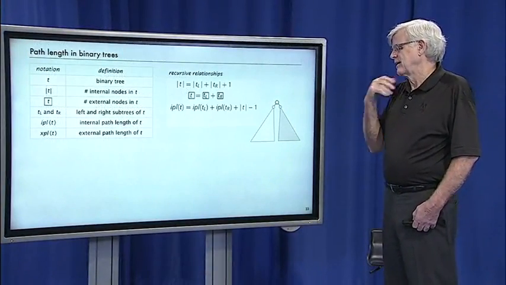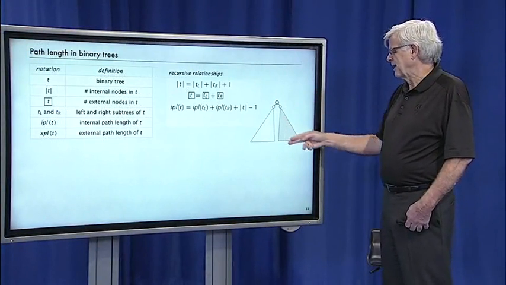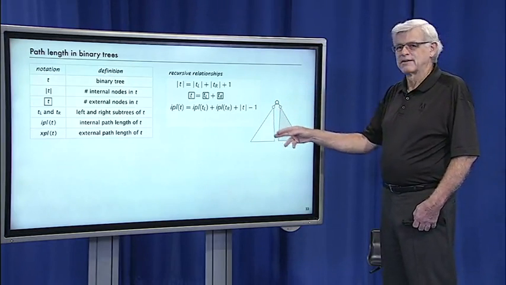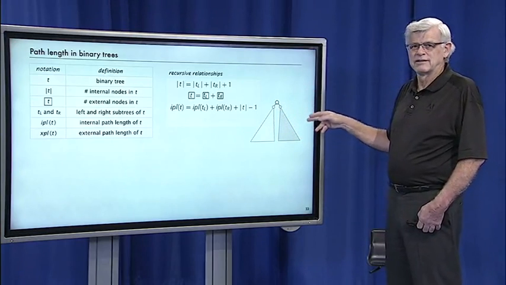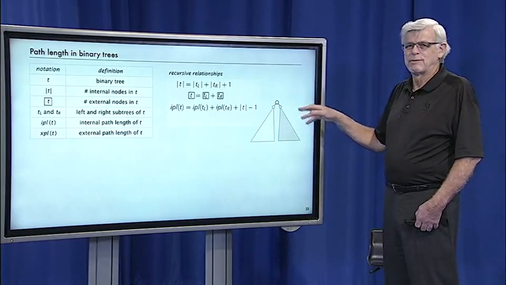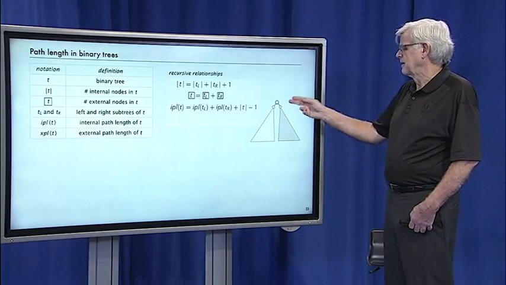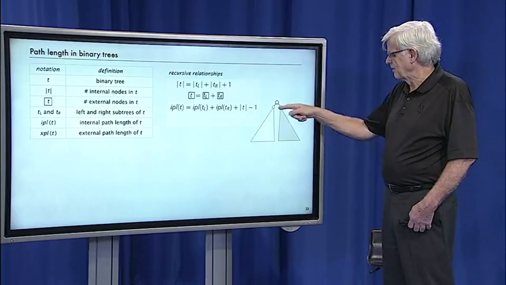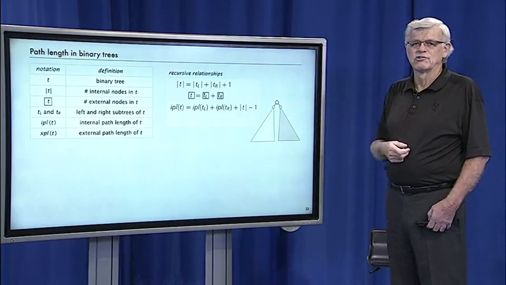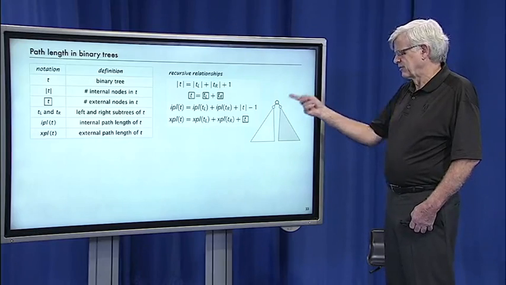Internal path length is an interesting one. If you want the internal path length of the whole tree, you take the internal path length on the left and the internal path length on the right and add those together. And then you're off by 1 on every single node except the root. So if you add the size of the tree minus 1, then you're adding this link to all the nodes. And so that's a recursive relationship for the internal path length.